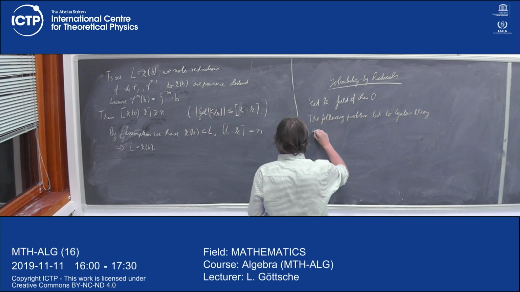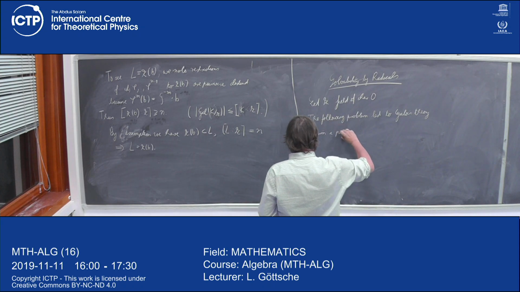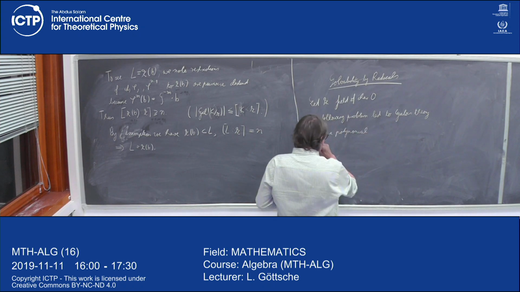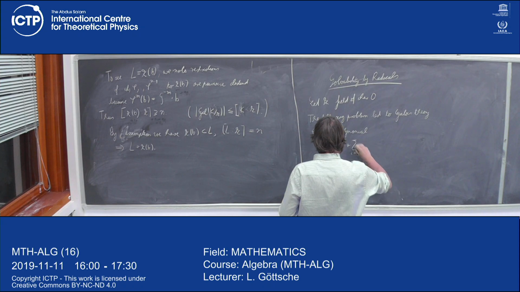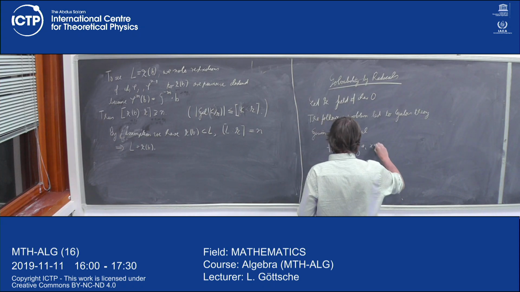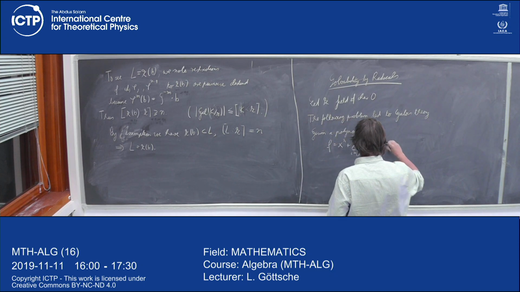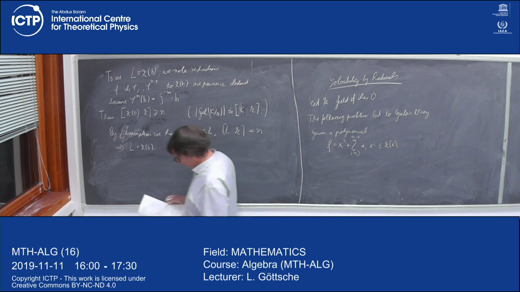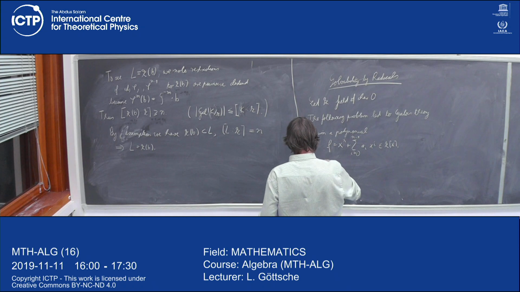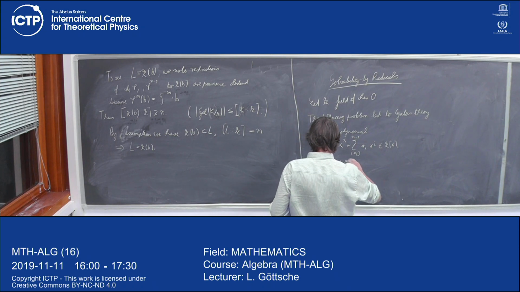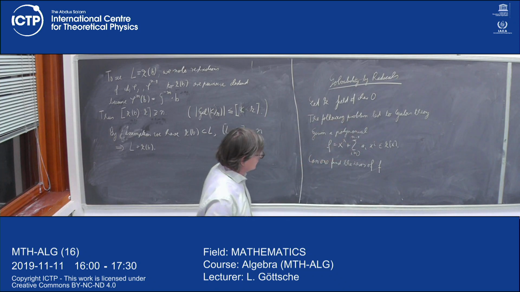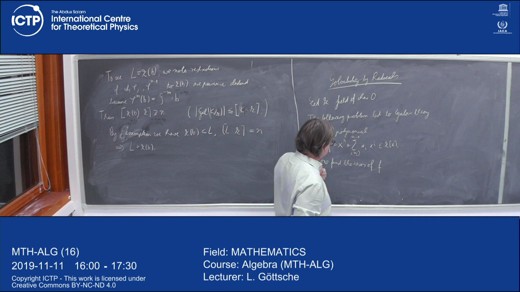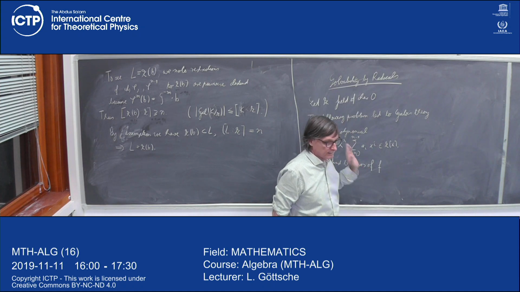So given a polynomial, I can assume it's monic, f equal to x to the n plus the sum over i from 0 to n minus 1 of a_i x to the i, with coefficients in the ground field. Can one find the zeros of f in terms of just starting with elements of k, then using addition, multiplication, and so on, and taking nth roots for different n's?